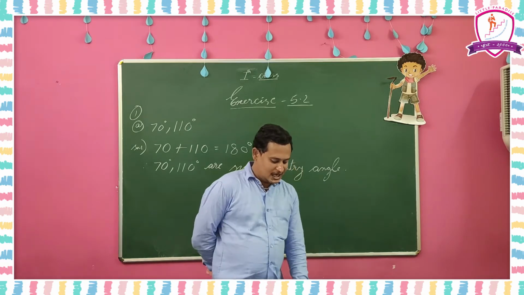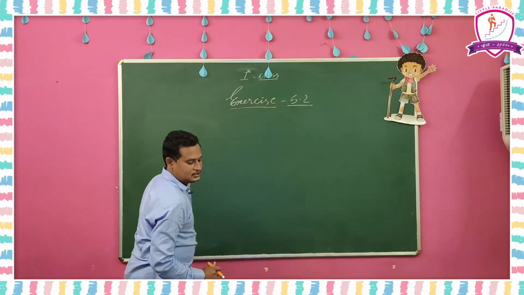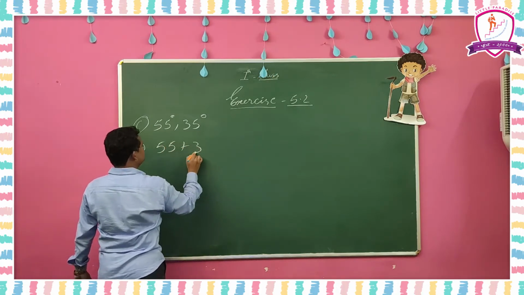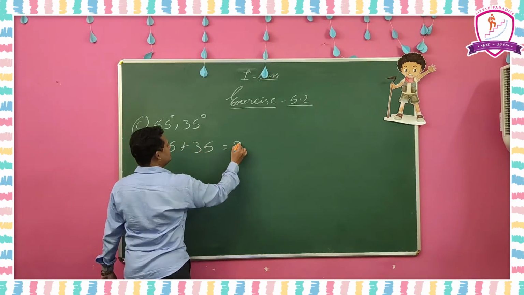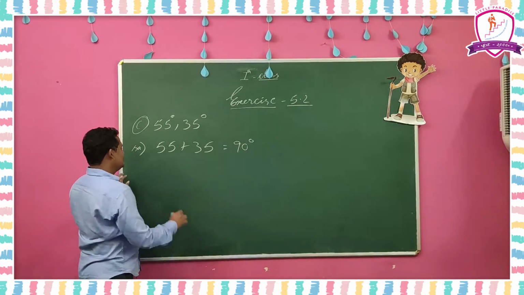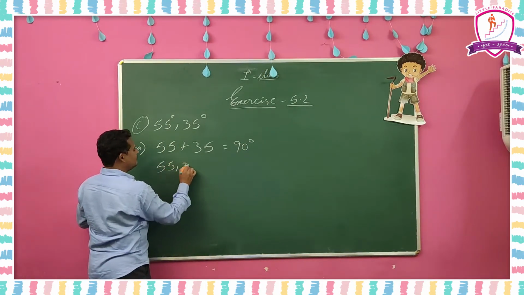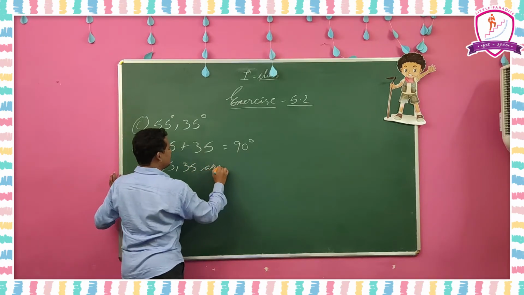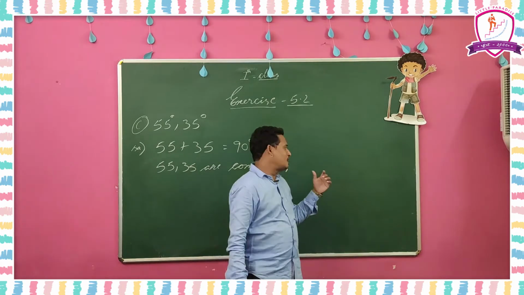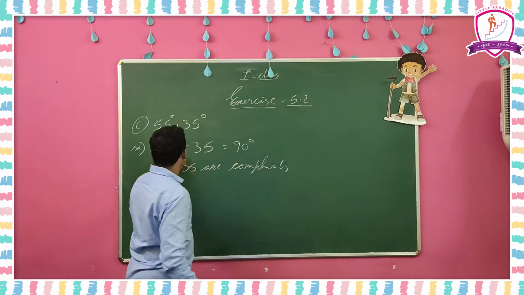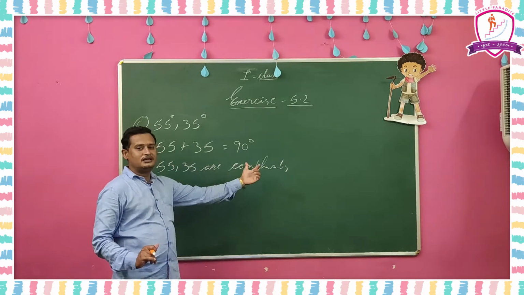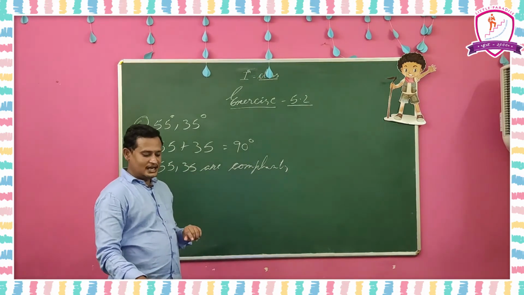So, observe C here, 55 and 35 are given. Here also we have to add these two, and we will get 90. So, 55 and 35 are complementary angles. Like that you have to write: 55 and 35 are the complementary angles.